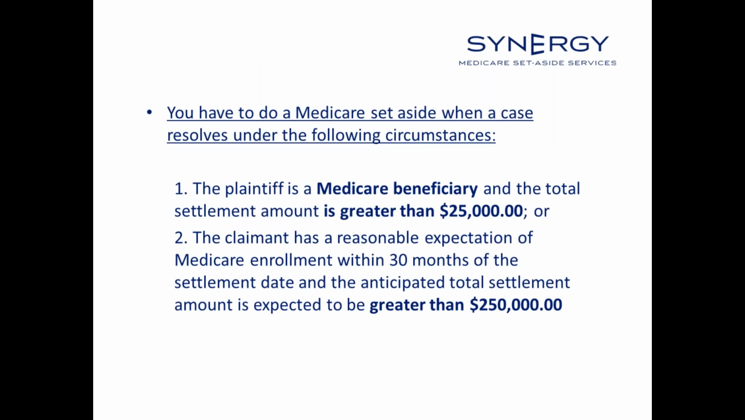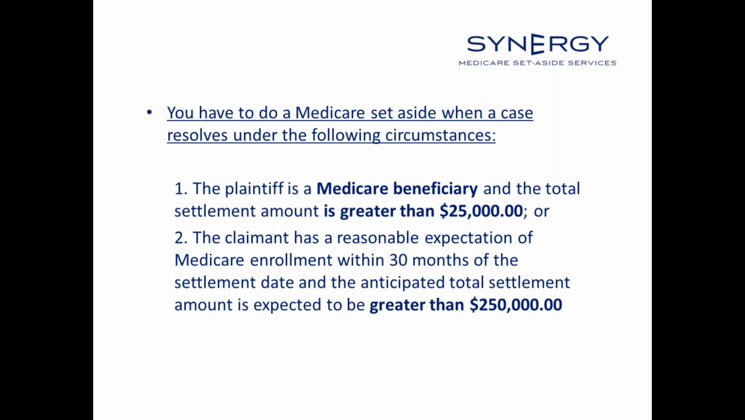Now, how many of you have actually heard this before? You have to do a Medicare Set Aside when a case resolves under the following circumstances. Number one, the plaintiff is a Medicare beneficiary and the case is settling for $25,000 or more. Or number two, the client has a reasonable expectation of being on Medicare within 30 months and the case is settling for $250,000 or more.